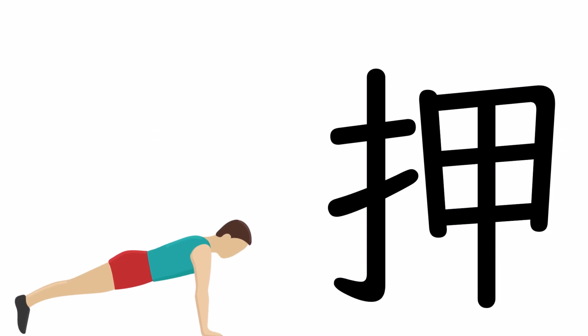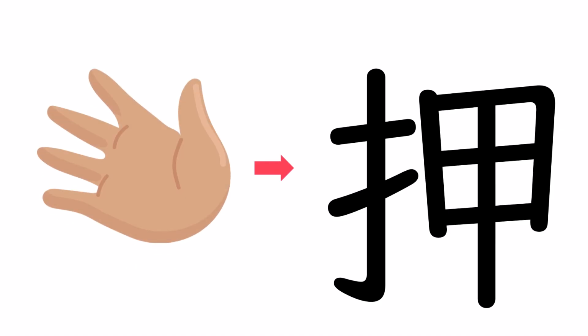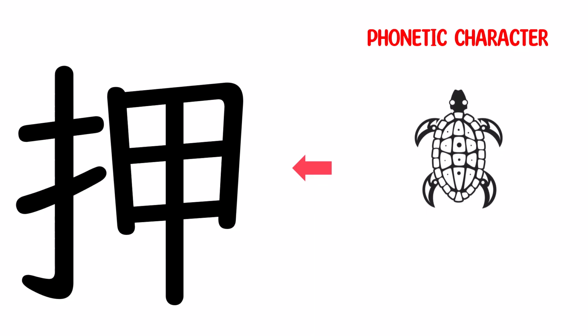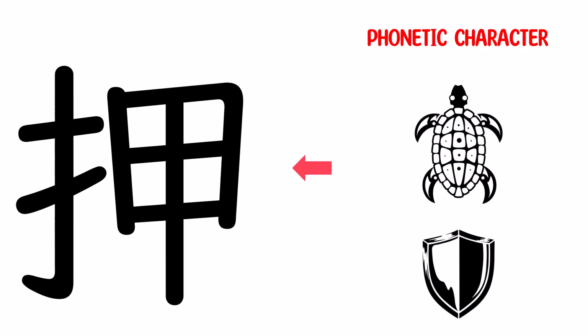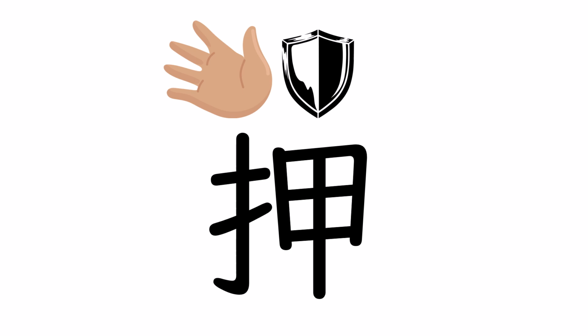Let's push 1, 2, 3. All this learning with the kanji for push. Let's get ready. Do you remember what the radical on the left is for? Yes, it is a hand. The right, as you might guess, acted as a phonetic character, but it also represented a turtle shell or an armor shield. Putting this together, you have a hand pushing on a shield as the primary method for protection.